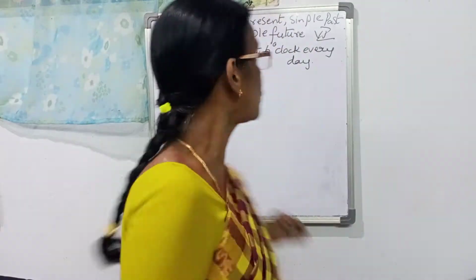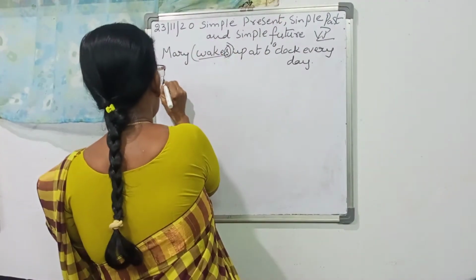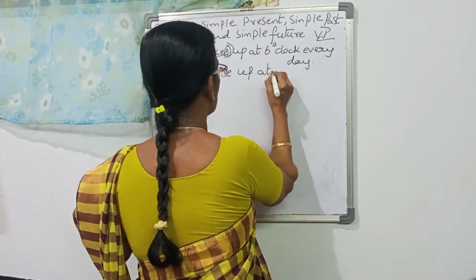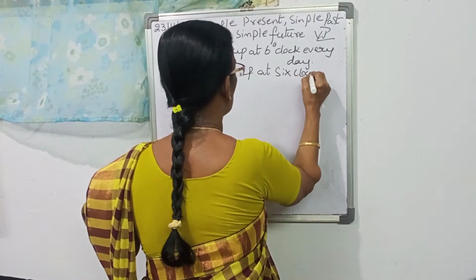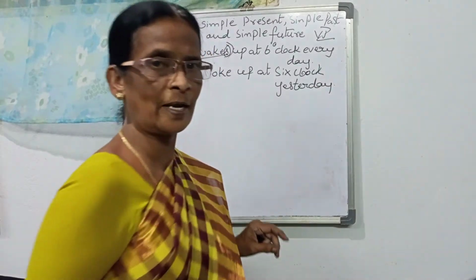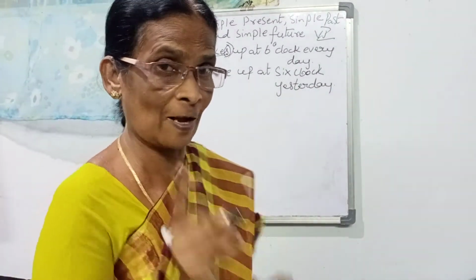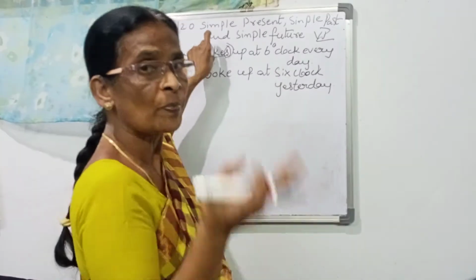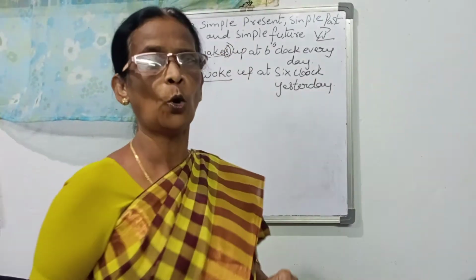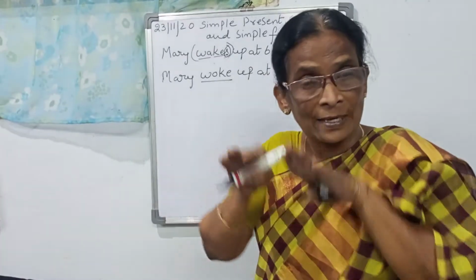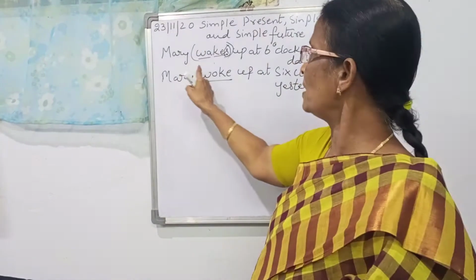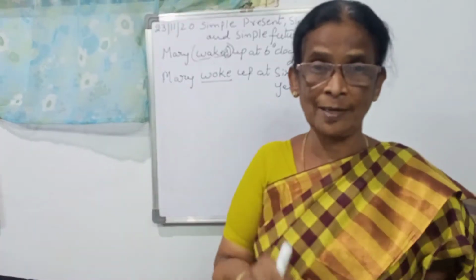Oh, okay, very good. So, I'm going to change, be careful. Mary woke up at 6 o'clock yesterday. Mary woke up at 6 o'clock, not wakes up. This wakes present tense changes to yesterday's activity. So, what is the past tense of the wake? Woke. Mary woke up at 6 o'clock yesterday. That is yesterday's activity. When the verb is the past tense, it shows the past action. When the verb is the present tense, it shows the present action.